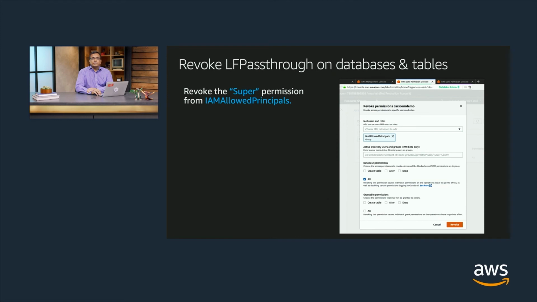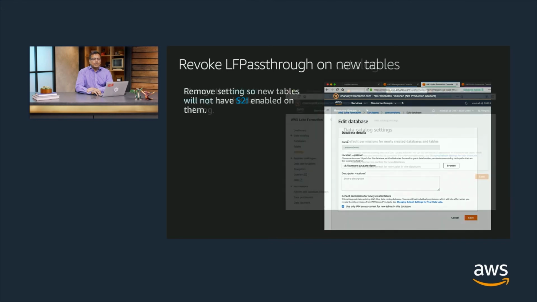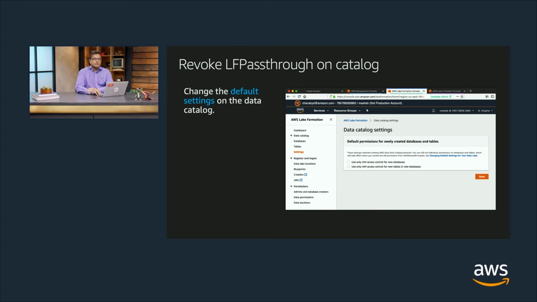In order to revoke the Lake Formation pass-through on the databases and tables, we're simply going to switch back to the presentation, to the demo screen, and we'll revoke the super permission from IAM allowed principals. We will also revoke use only IAM permissions from the database, and we'll revoke the Lake Formation permissions on the data catalog. Let's go through and do that. So switching over to the presentation, switching over to the demo.